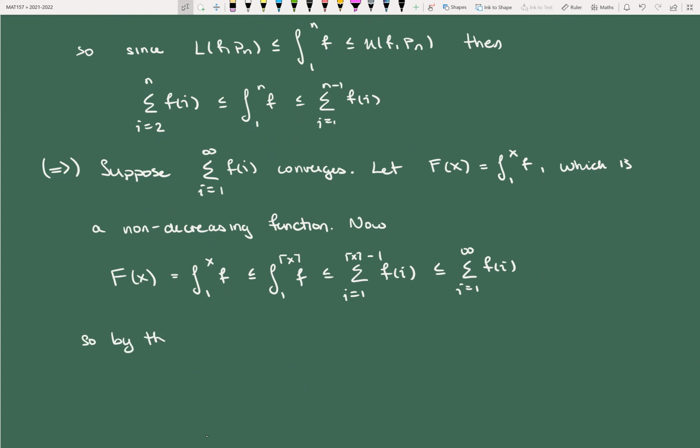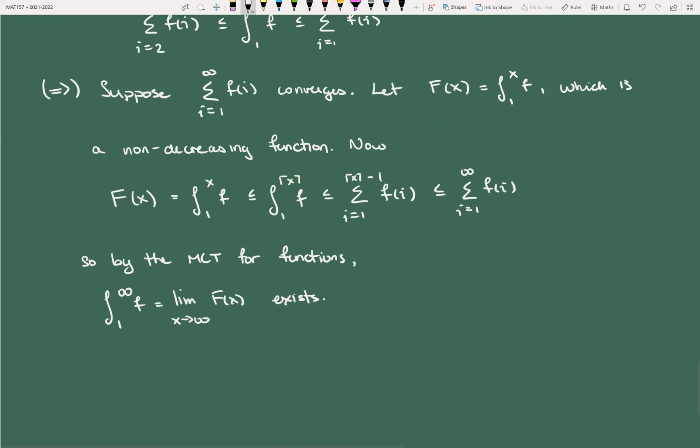So by the MCT for functions, the integral from one to infinity of f, the limit as x goes to infinity of f of x exists. Right, and therefore converges. So we assume that the series converges, we show that the improper integral converges, voila, we're in a good place.